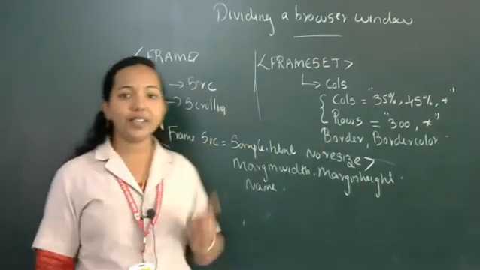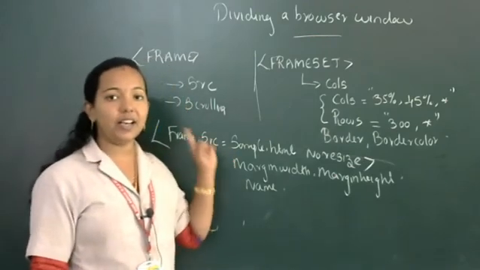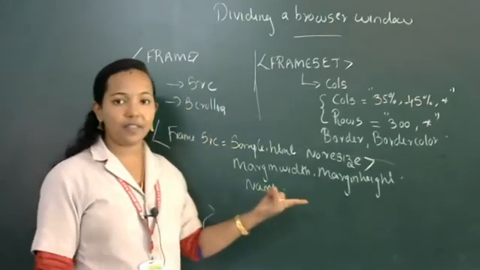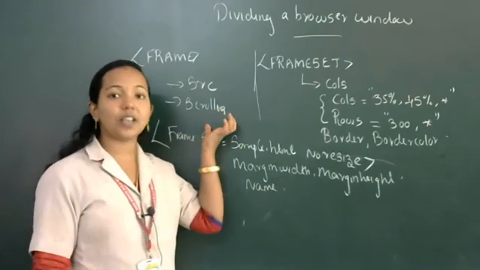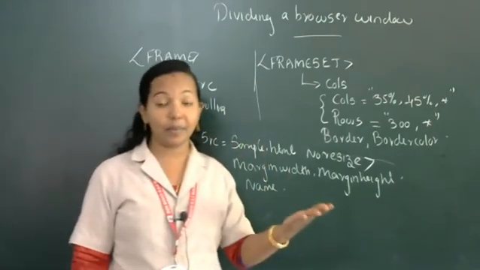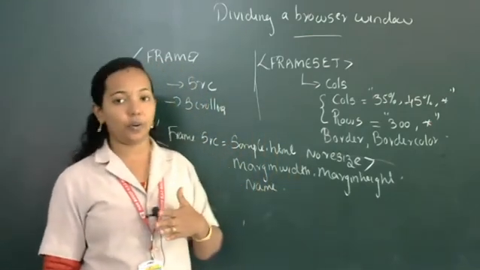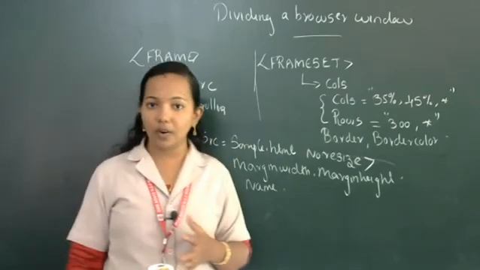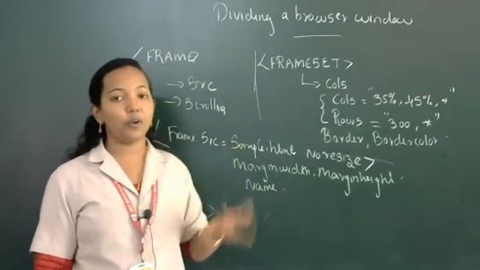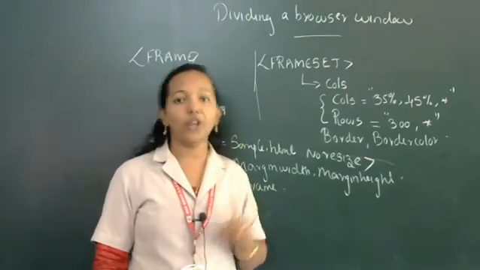First attribute is src, to specify the location we are accessing. Second one is scrolling. If the web page is larger, then you want to scroll. The default value of scrolling is auto. Then two more values are present, yes or no.